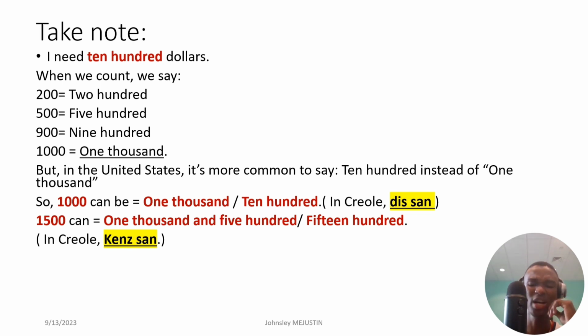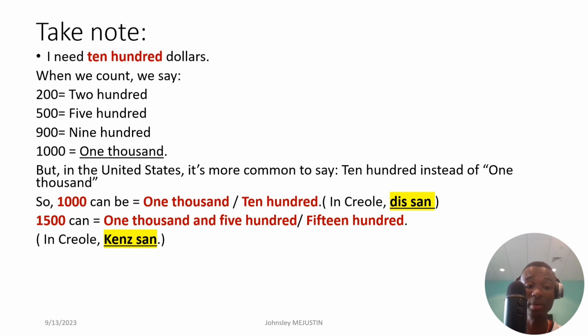$10? What? It sounds weird. Do we say this in Creole? Est-ce qu'on dit ça en Creole? I need $10? Wow. Okay, let's count right now. When we count, we say 200, 500, 900, 1000. You can keep going. When I say keep going, 900, and here instead of saying 1000, you could say 10 hundred.